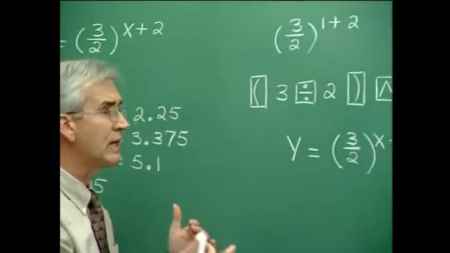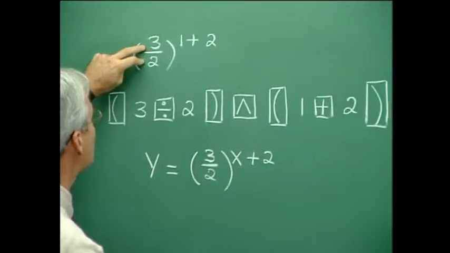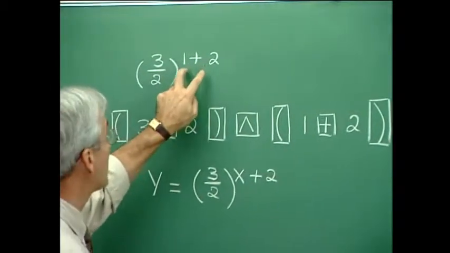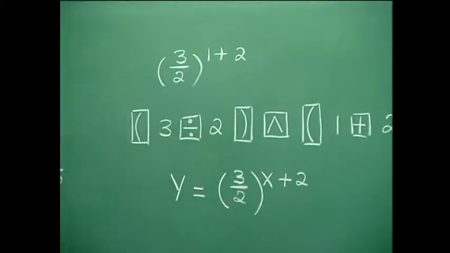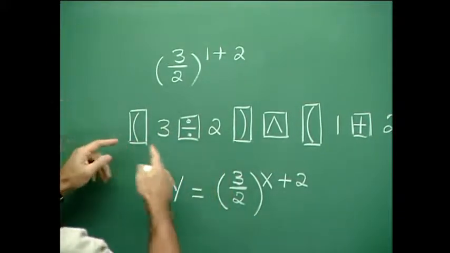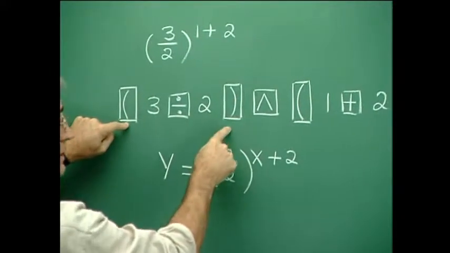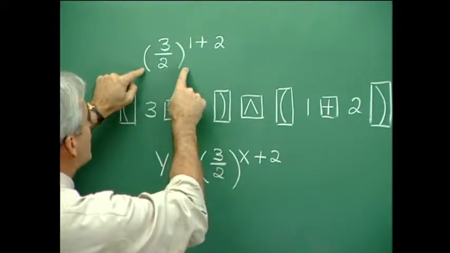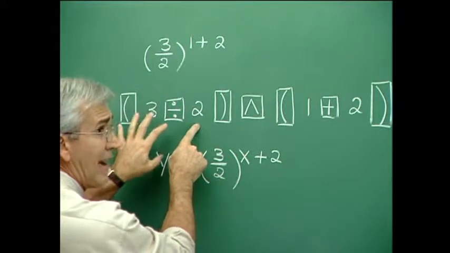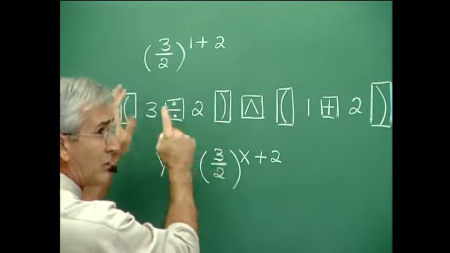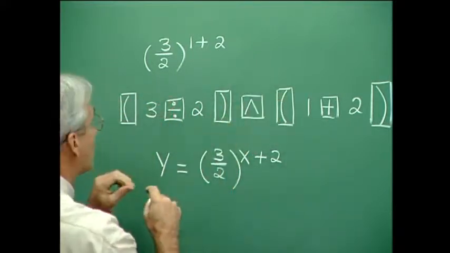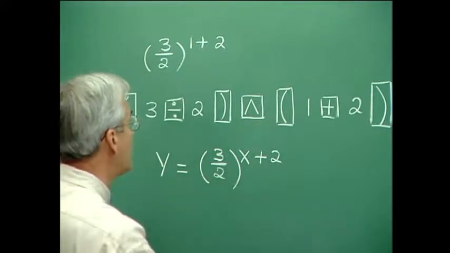If we were going to use the calculator to evaluate 3 over 2 to the 1 plus 2 exponent, then we would begin the process like this. We would open a parenthesis and enter 3 divided by 2, close parenthesis. All right, now we want the exponent on this 1.5. Now we could use 1.5, but I want to make sure we can do this for a lot of different kinds of more complicated problems than just this one.